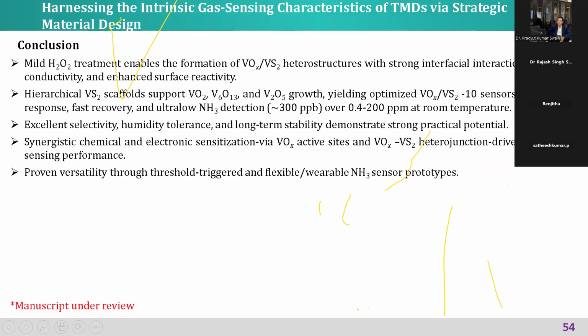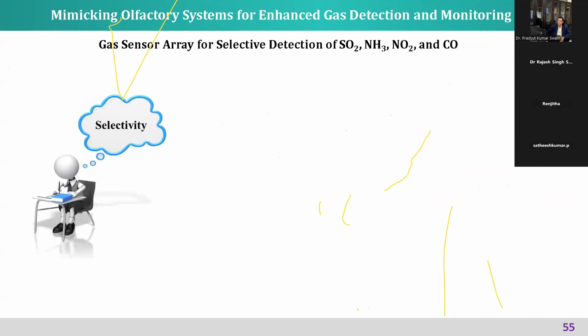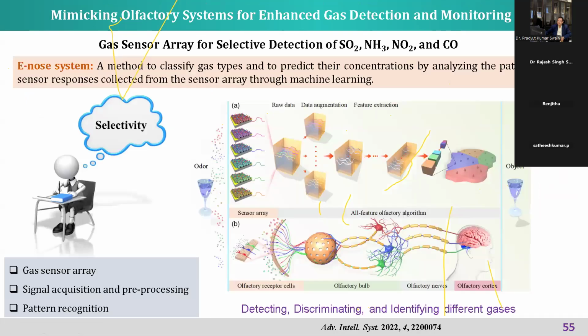Okay, this is one of the studies we have just got accepted. Next, we move on to the sensor. This is the last part of my study. I hope it will take another 10-15 minutes.